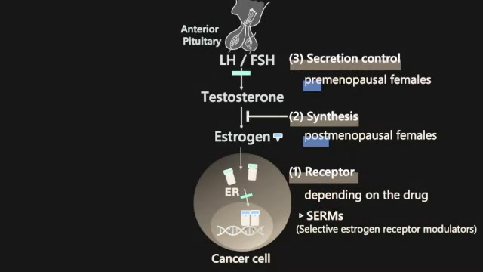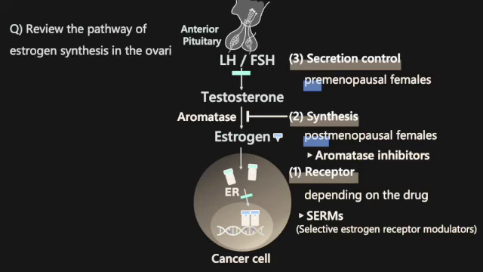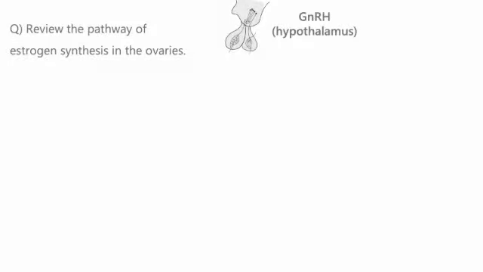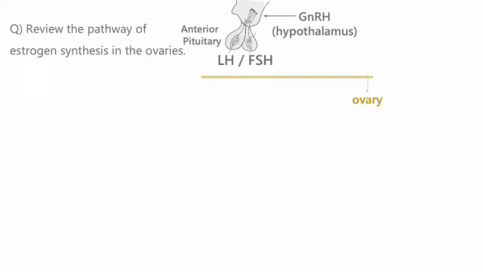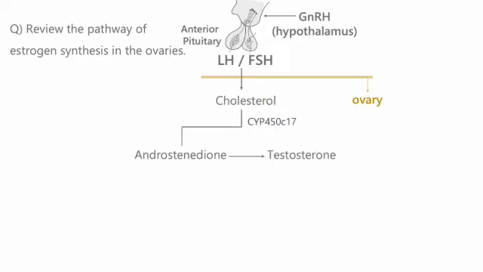2. Aromatase inhibitors. The method to inhibit estrogen synthesis is using aromatase inhibitors. Question. Let's now review the pathway of estrogen synthesis in the ovaries. Luteinizing hormone, LH, and follicle-stimulating hormone, FSH, are secreted by the gonadotrophin cells in the adenohypophysis, also called anterior pituitary. In women, LH triggers the creation of steroid hormones from the ovaries. Aromatase is an enzyme that converts androgens, like testosterone, into estrogens, such as 17-beta-estradiol.